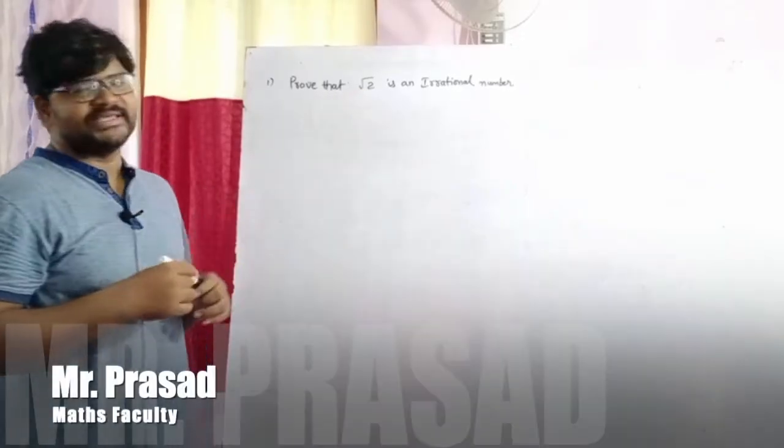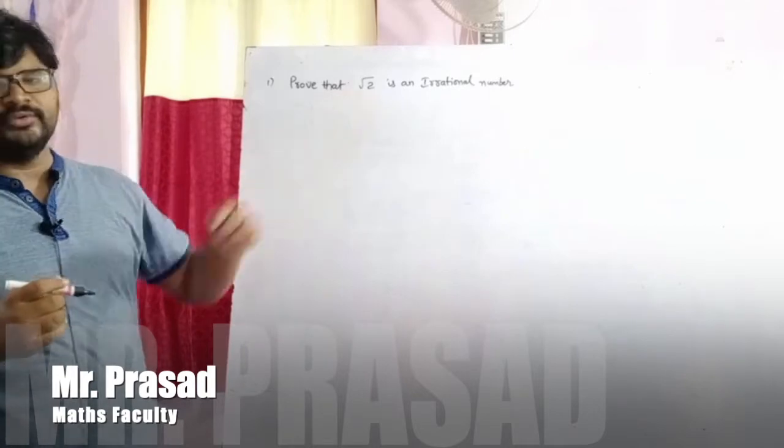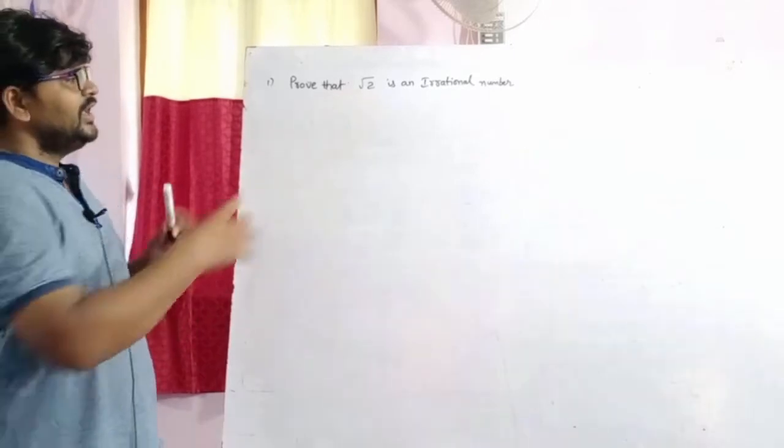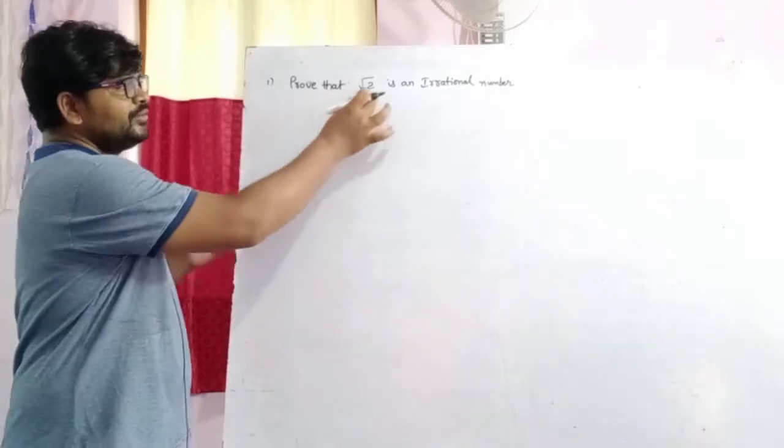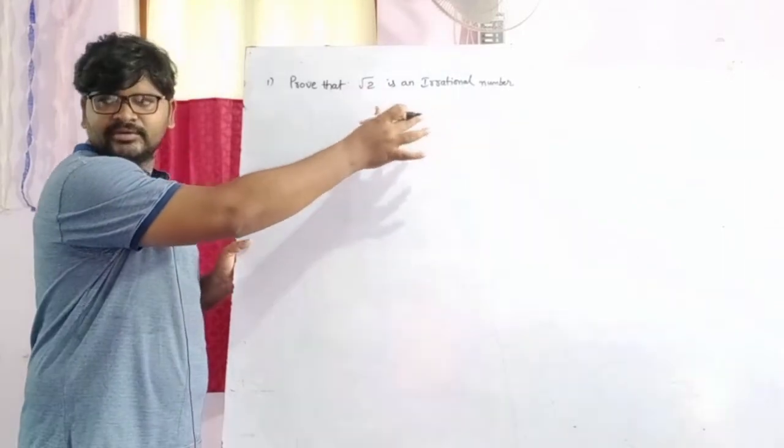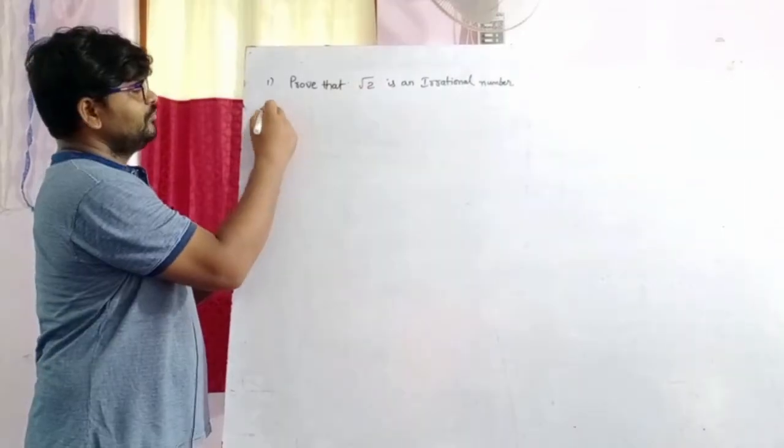Prove that root 2 is an irrational number. Proof. Let us assume to the contrary, root 2 is a rational number.